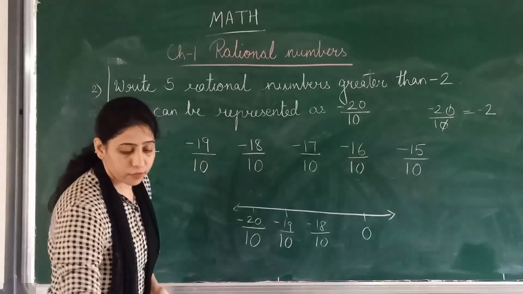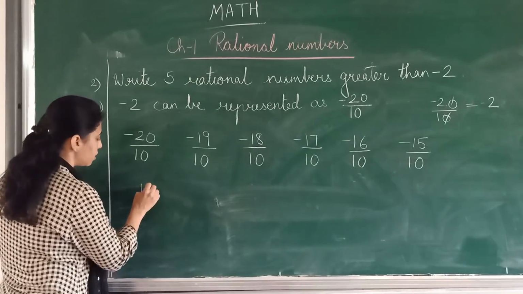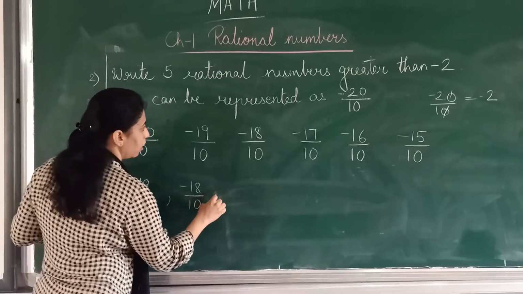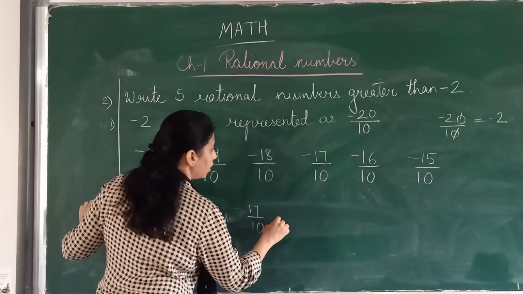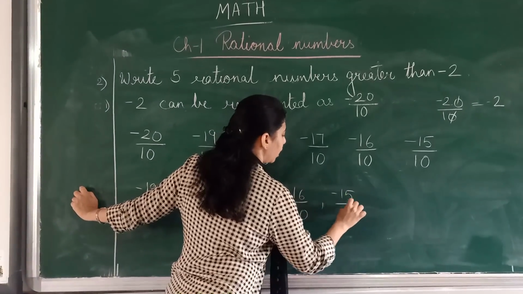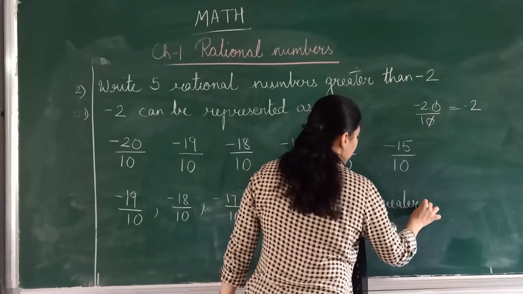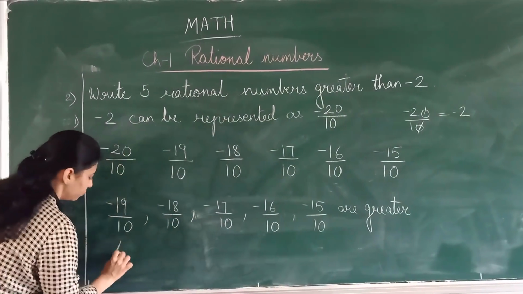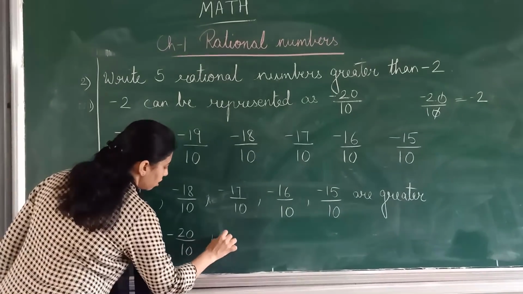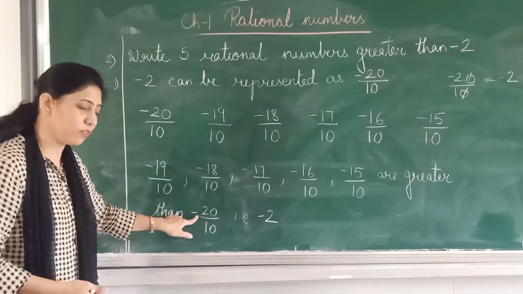So the 5 rational numbers we have got greater than minus 2 are minus 19 upon 10, minus 18 upon 10, minus 17 upon 10, minus 16 upon 10, minus 15 upon 10, which are greater than minus 20 upon 10, that is minus 2. Is it clear why I have written minus 2? Because the 0s get cancelled, we get minus 2.